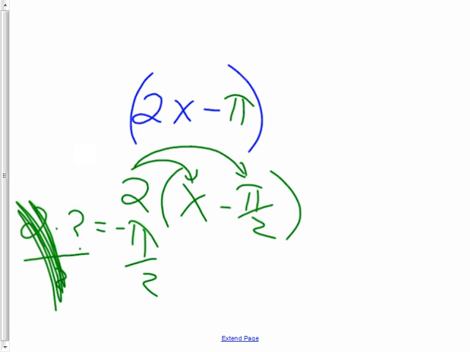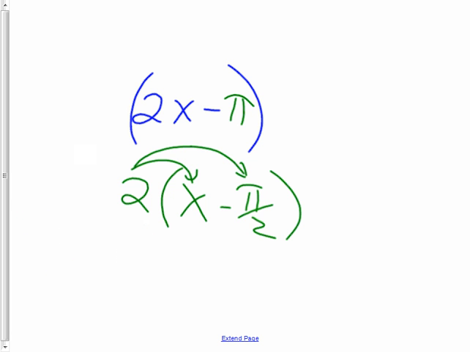Do you get what just happened there? If nothing else, do you get that when it's done, it works? 2 times x, 2x. 2 times the negative pi over 2 makes negative 2 pi over 2, which is negative pi. It worked.